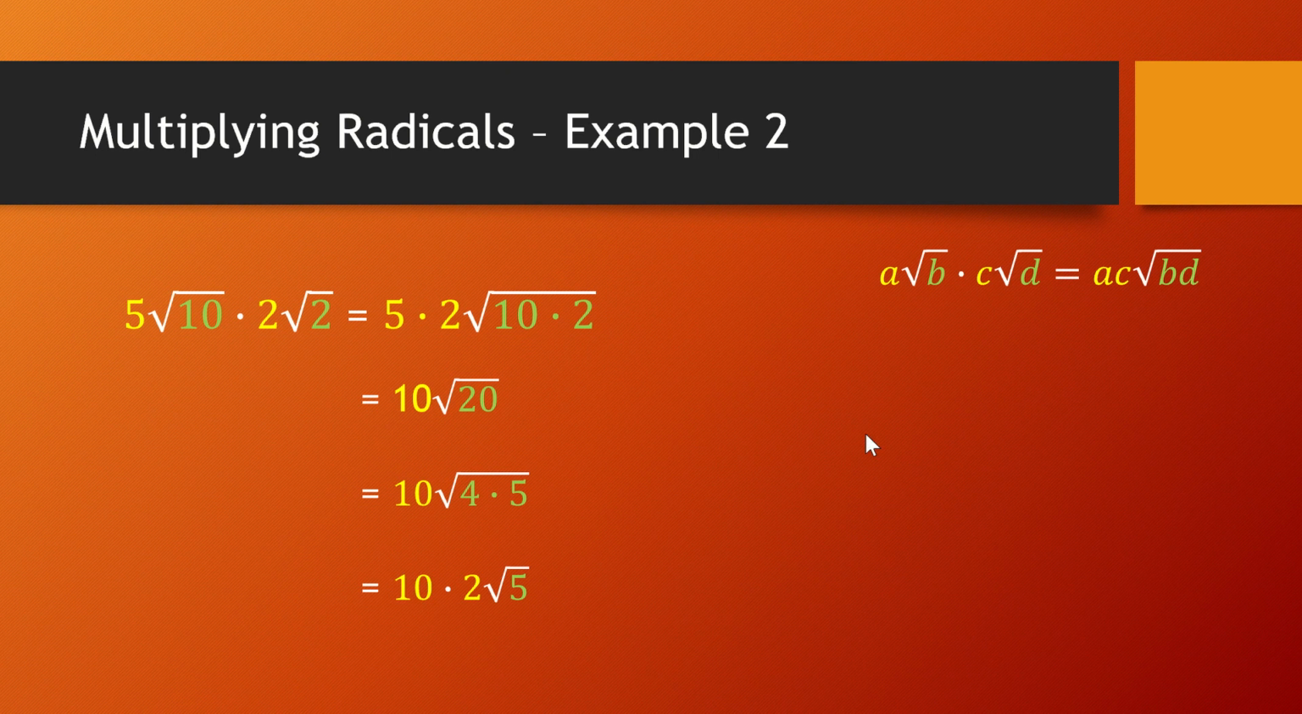Next, what we do is we multiply the coefficients. So 10 times 2 gives us 20. So 20 root 5 is our solution. So when you're dealing with the coefficients, all you have to do is just multiply those together, and then you multiply the radicands together, and then you simplify just like we normally do for radical expressions.